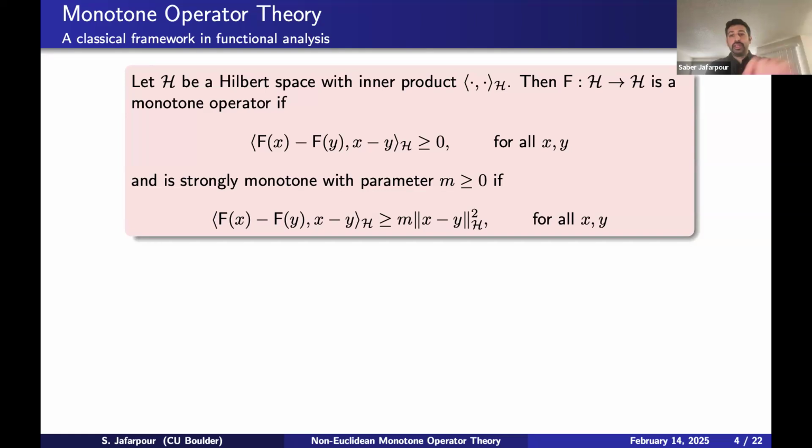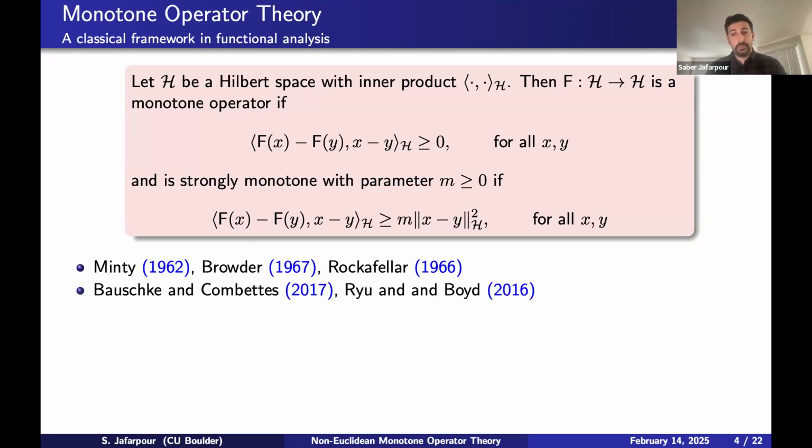Okay, so monotone operator theory is a classical framework in functional analysis that studies operators on Hilbert spaces. So what is a Hilbert space? A Hilbert space is a space equipped with an inner product which is complete under that inner product, right? Then we say an operator is monotone if it satisfies this inequality, and it is strongly monotone with parameter m if it satisfies a much stronger inequality like this.